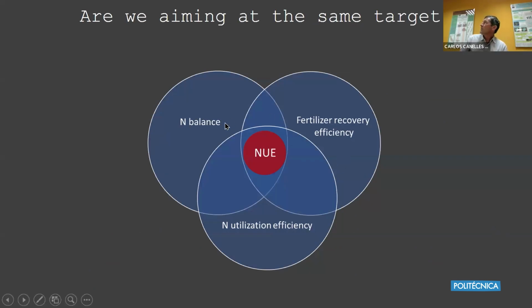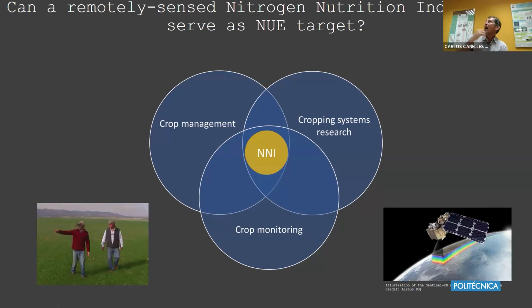So we're not really aiming at the same target when we're talking about nitrogen balance, or if we're talking about fertilizer recovery efficiency or nitrogen utilization efficiency. These are all adjacent concepts, and they're all somewhat overlapping, but they're not the same. So I think that nitrogen nutrition index has potential to really take us to a more unified concept.